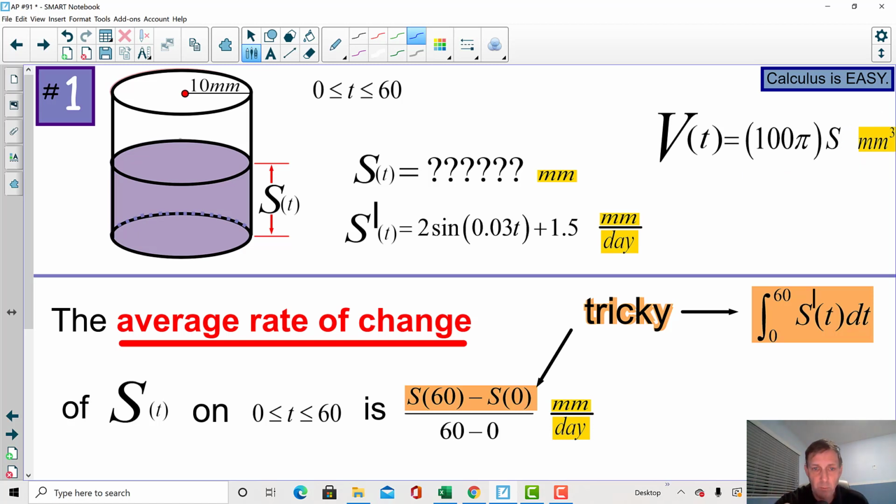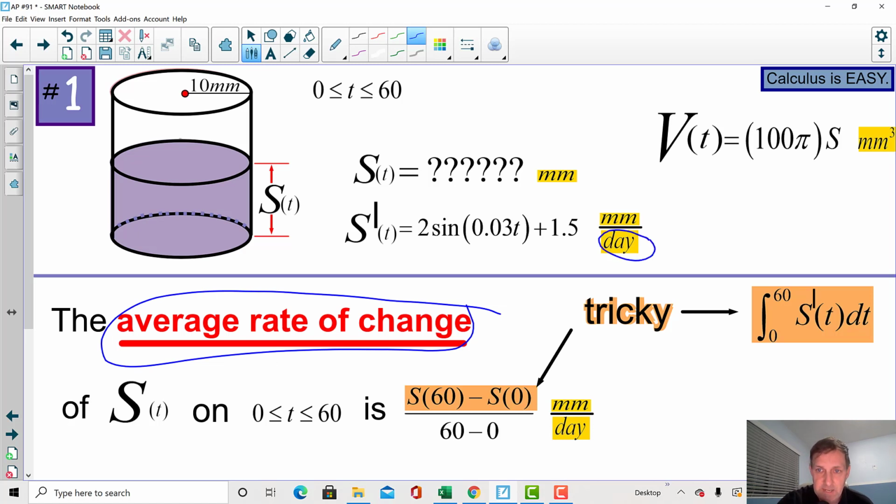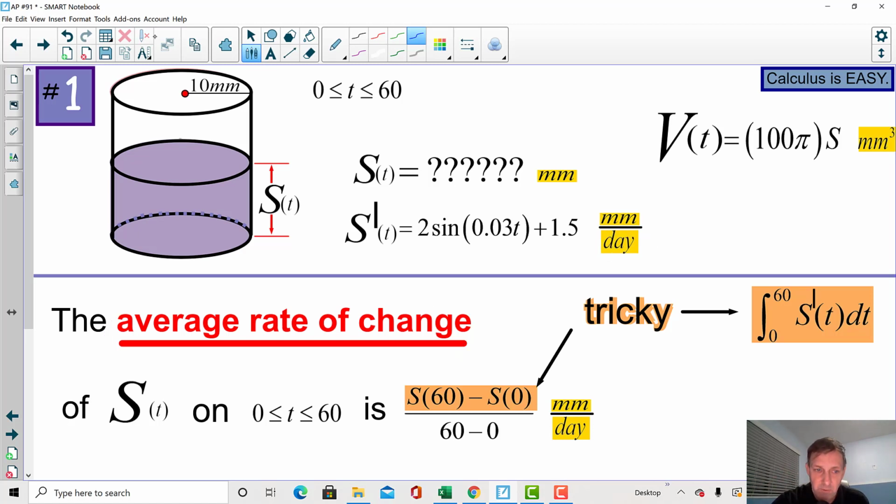Now for the question that we're going to do today, it says find the average rate of change of s on the interval from 0 to 60 days. You'll notice the units for time are days. Now what we need to do is the change in the y over the change in the x. In this case, the x is time. So we are going from 0 to 60. Those are kind of like your x values. So we're doing 60 minus 0. But the top is supposed to be s of 60 minus s of 0.